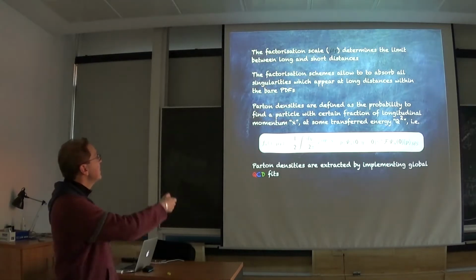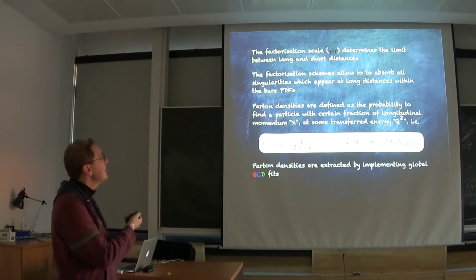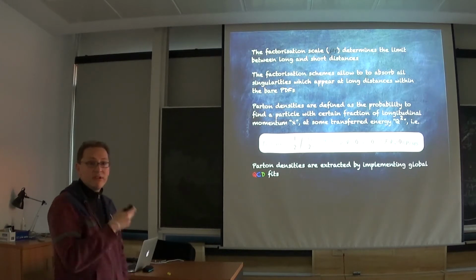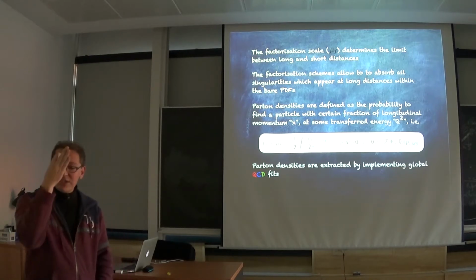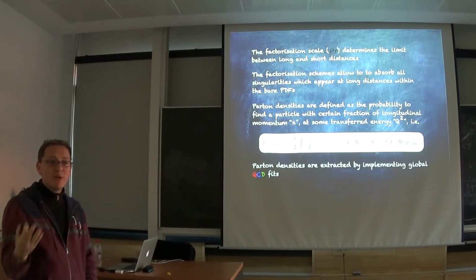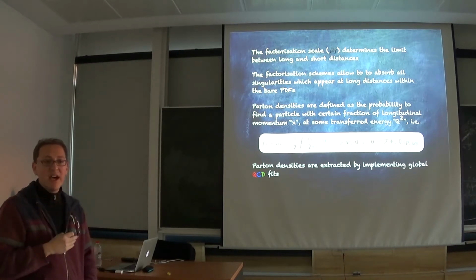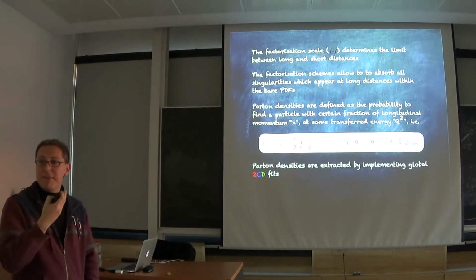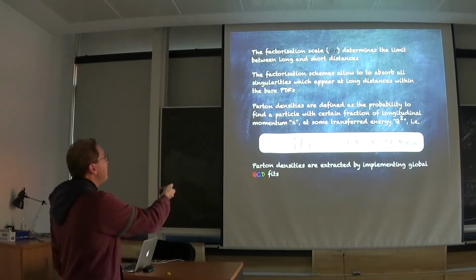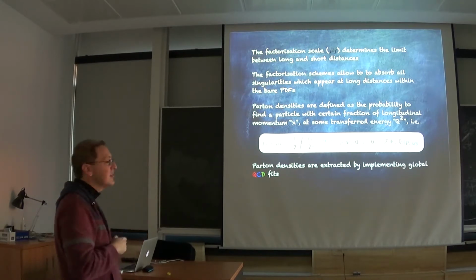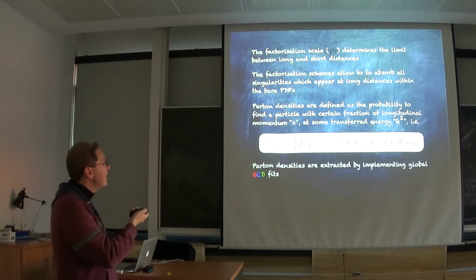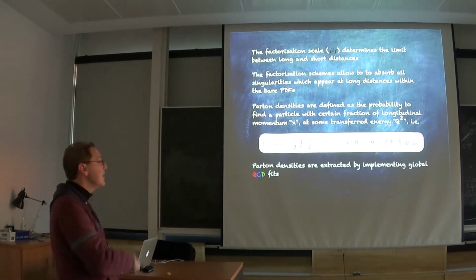So let me just say, the factorization determines the limits of the validity of this factorization. When you have some singularities, some of them are going to be hidden or eaten by these distribution functions. And the parton densities, as I said long ago, are the probability to find a particle with a certain amount of fractional momentum at some transfer energy Q squared. The definition is something like this in the MS-bar scheme.